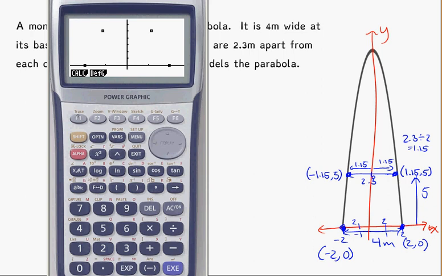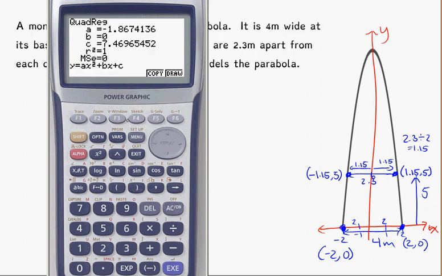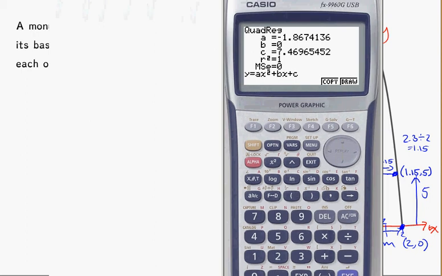Graph 1, calc, parabola, and there's my equation. So it's not pretty, but again, you can round. So I could do -1.87 and something like 7.47. So here I've got my a squared, so that times x squared. B I don't need because it's 0, can leave it out, and c is that number there.